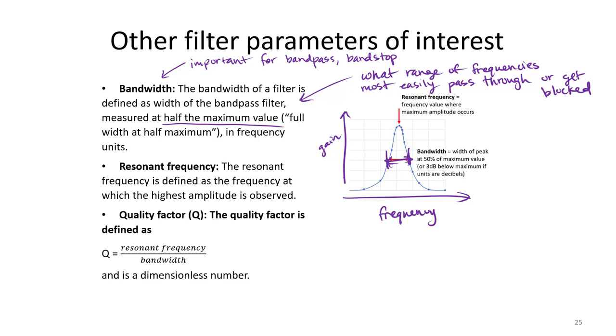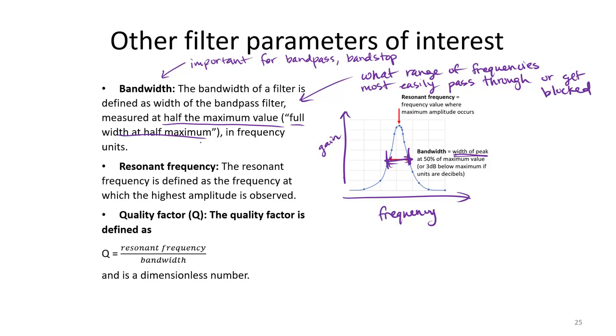Bandwidth is defined as the width of our filter's peak at 50% of the maximum, or the full width half maximum value. And bandwidth is measured in frequency units. Bandwidth is important because it basically tells us what range of frequencies will be most easily passed through or blocked. Generally, you want the bandwidth of your filter to be relatively narrow because you want your filters to be very selective for the frequencies that you want to amplify or block.